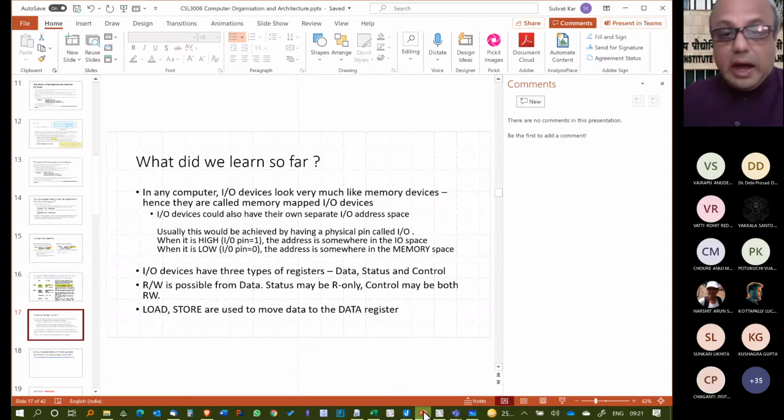While we can have IO mapped IO, so that's the second thing. IO devices could also have their separate IO address space. So you would have a physical pin called IO, and if it is 1, it is somewhere in IO space. If it is 0, it's somewhere in memory space, right? So that is a fact. I think 8085 also has that, right? 8085 or its more capable cousin Z80.